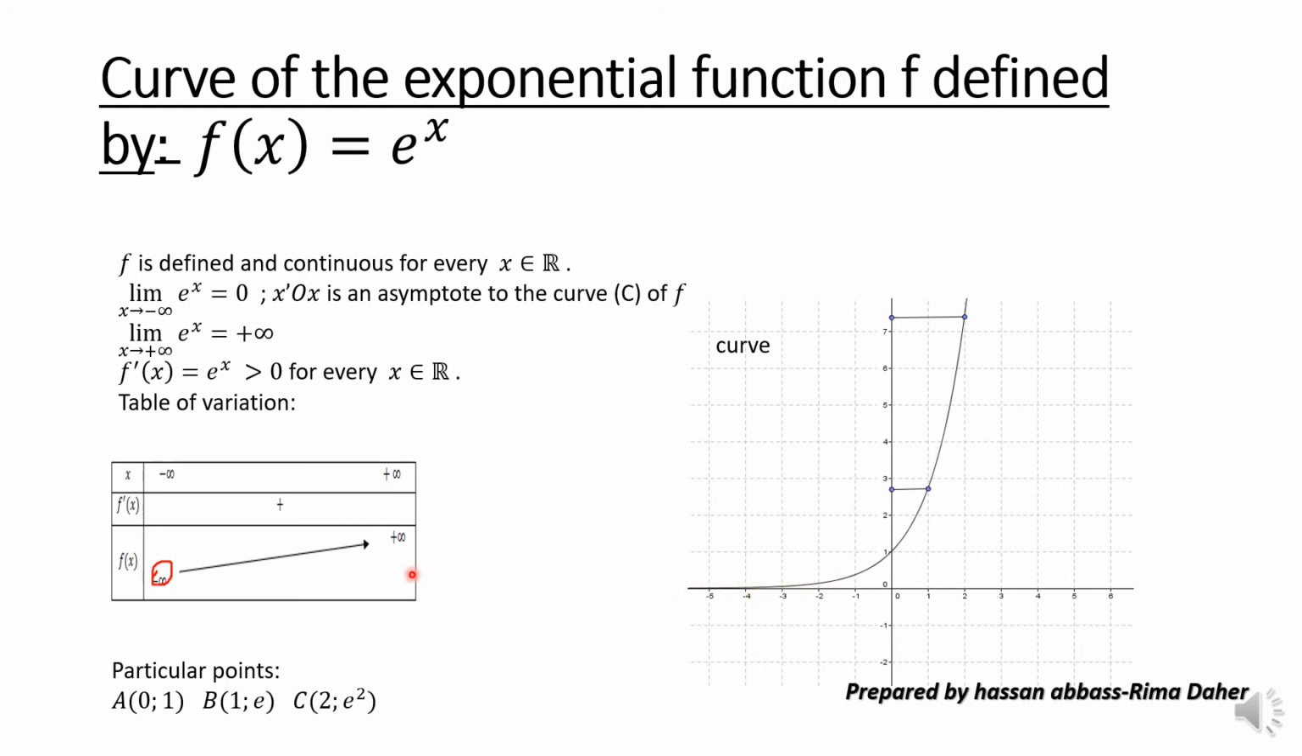So the curve is increasing from 0 where x tends to minus infinity, where x tends to minus infinity the coordinate of the curve is 0, and increasing passing through the point A (0, 1), to the point B (1, e), and to the point C (2, e squared), and continuing to the plus infinity.